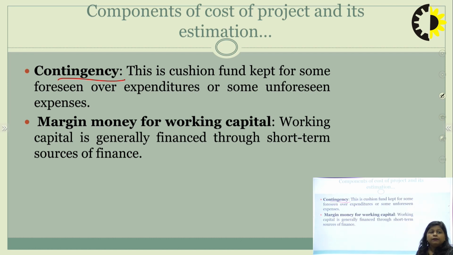Next we have the margin money for working capital. Working capital is generally financed through short-term sources of finance. So we keep a margin money for working capital. Suppose we need 1 lakh rupees for each and every day.